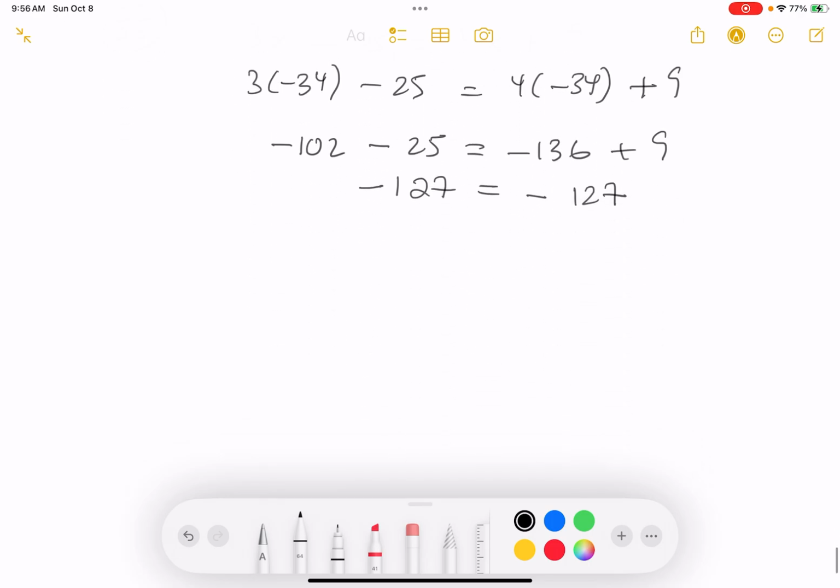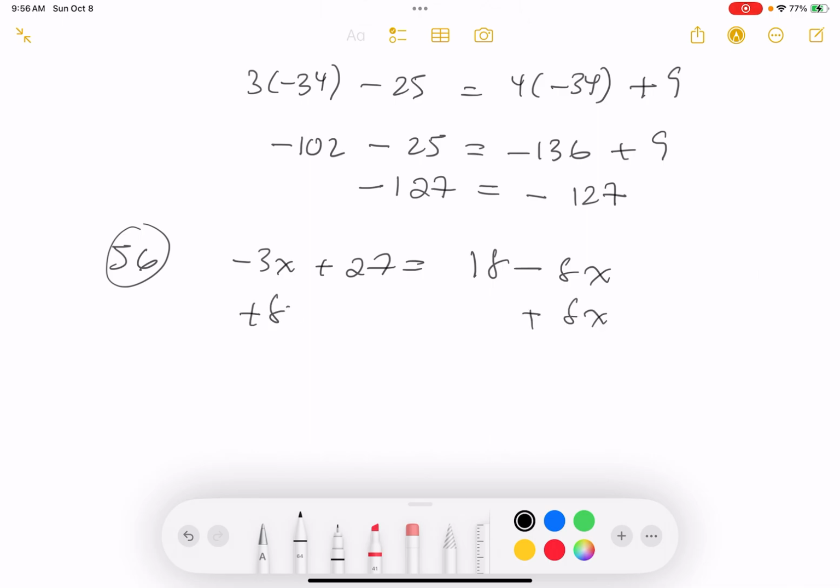Let's go to the next one, which is 56. And 56 is minus 3x plus 27 equals 18 minus 8x. I'm going to add 8x to both sides and subtract 27 from both sides. What do you get there? You get 5x. And then what do you get there? You're going to get minus 9. What's x going to be equal to?